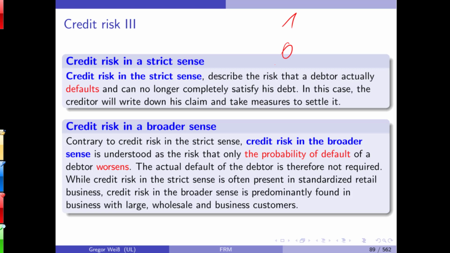And if the default probability of their business partner changes, they need to take certain steps at some milestones, and some red lights will go up and they will say, okay, we are seeing now that the credit risk has increased. We need to charge a higher rate of return, a higher interest rate. We need to do something about this credit risk. So credit risk in a strict sense is usually dealt with in retail business. And if you enter wholesale business, large scale business, you will have to deal with ratings, credit risk in a wider, broader sense.